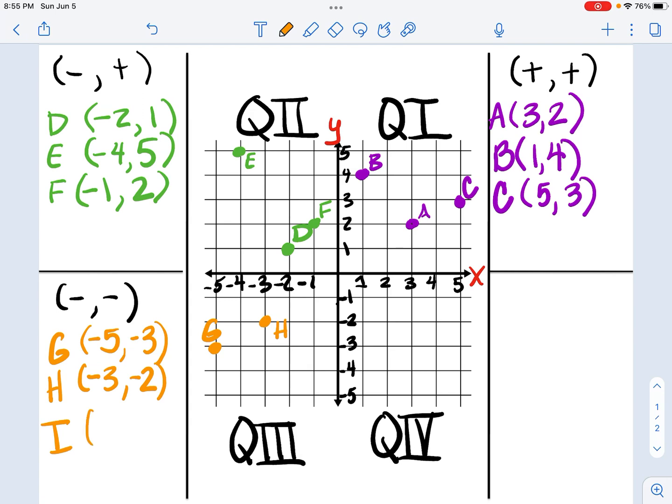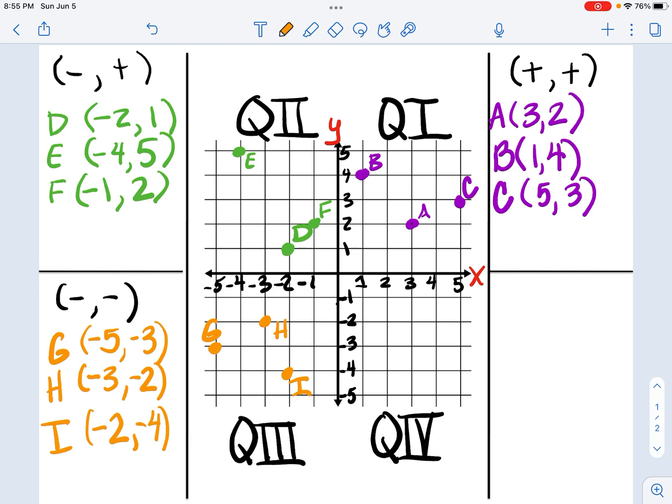And then I need one more negative number. Let's say, what have I not used much? -2, -4. So over 2 to the left and then down 4. Okay, and you may have come up with 3 different points, hopefully, unless you use the points that I had.